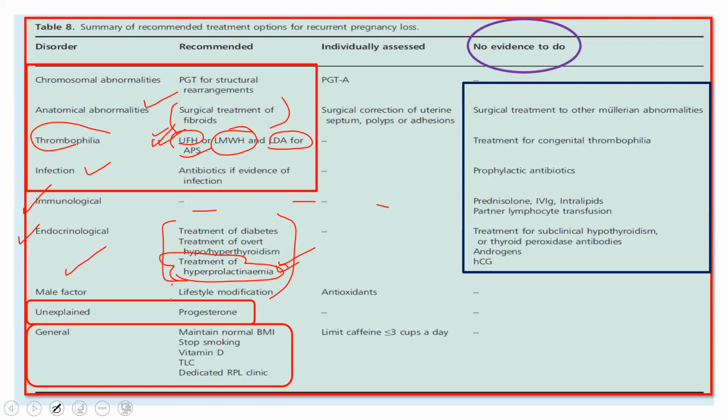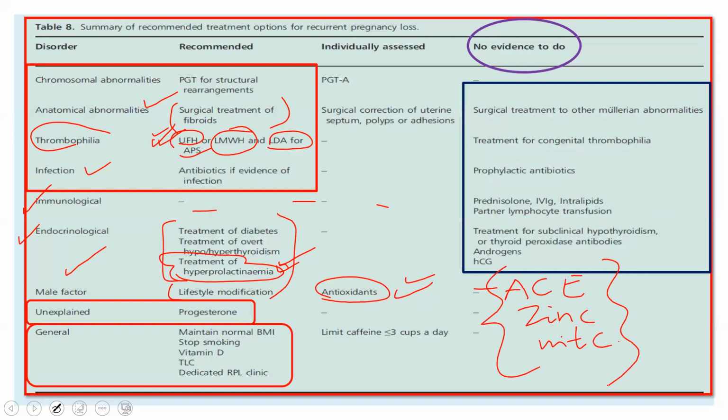Male factor. So yeah, lifestyle modification. We can give some antioxidants. There are trends going on these days. What are the antioxidants? At vitamin level, we say A, C, E, we see zinc, we see vitamin C. Okay, these are proper antioxidants.